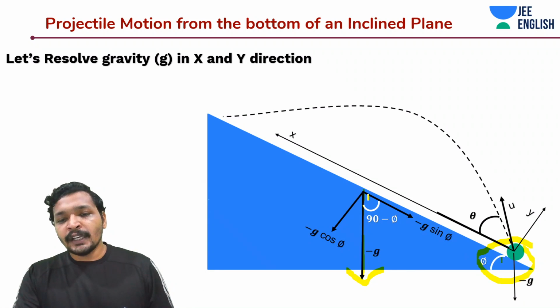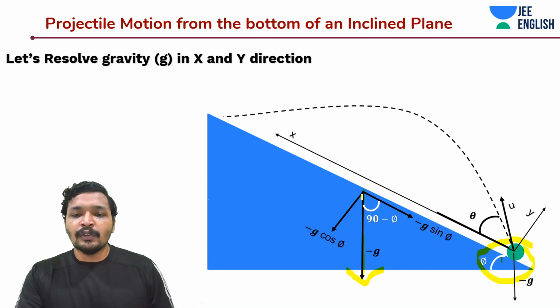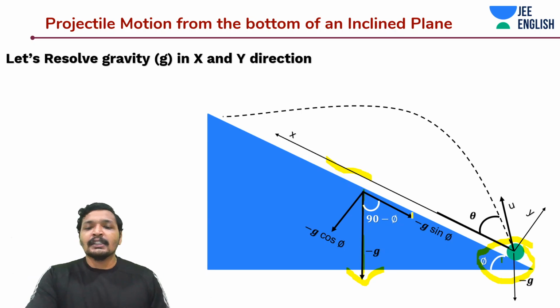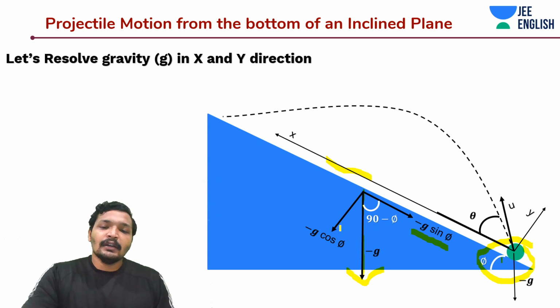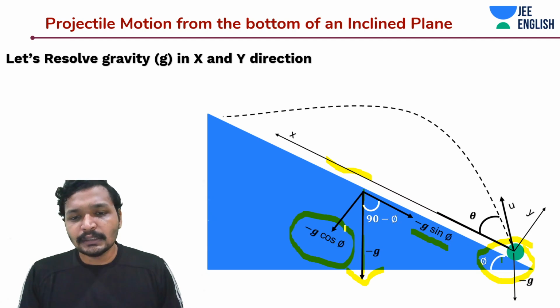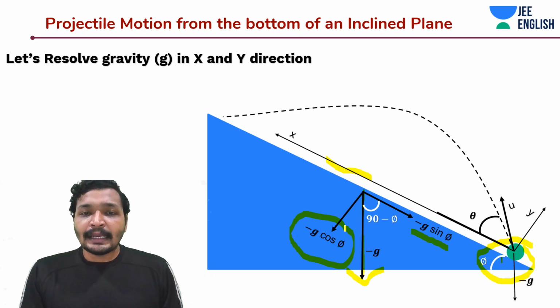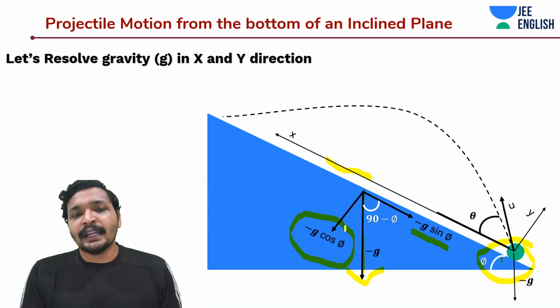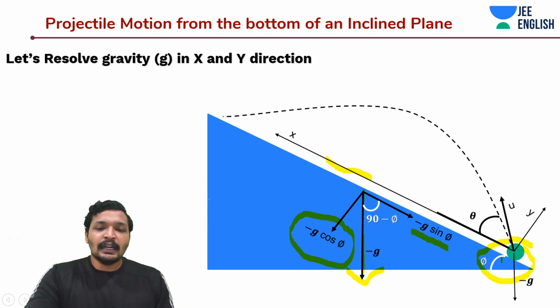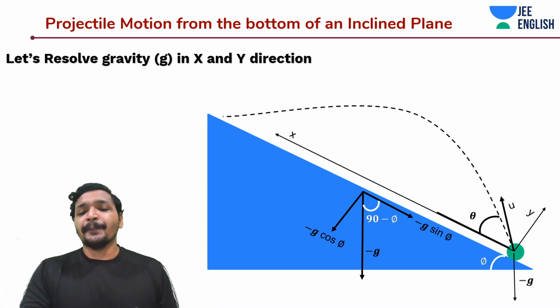Okay. So this way the gravity is acting. If I resolve it along the x-axis, which is this direction, it is going to be minus g sin theta. And along the y-axis, it is going to be minus g cos theta. Okay, guys, along the x-axis of this inclined plane, the gravity is minus g sin theta, and along the y-axis, it is minus g cos theta.